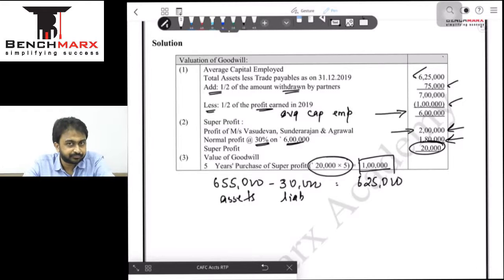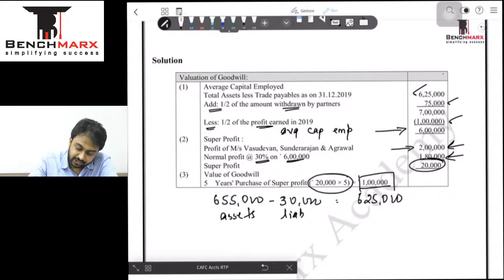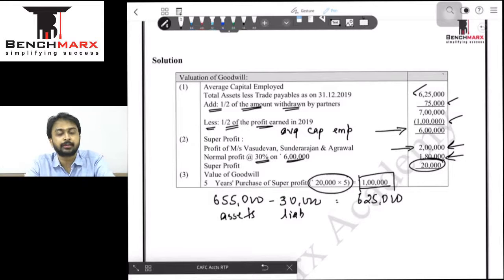the question. So please mark this question important because even in your study material there is no question on the average capital employed concept. The way to compute average capital is to adjust half the amount of drawings and half the amount of profits, assuming that drawings and profits are earned evenly throughout the year. So I subtract half of the amounts of both to get something called average capital employed.